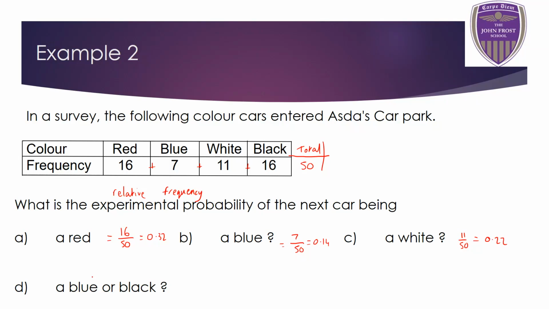And what about a blue or a black? Well, if we want to know about a blue or a black, then we need to combine the two outcomes together. And OR in probability means to add. So there are 7 blue and there are 16 black. So I would need to add those two together first. So adding them together gives me 23. And that would be 23 out of 50 based on this data here. So if I wanted to put that into a decimal, that is equal to 0.46.